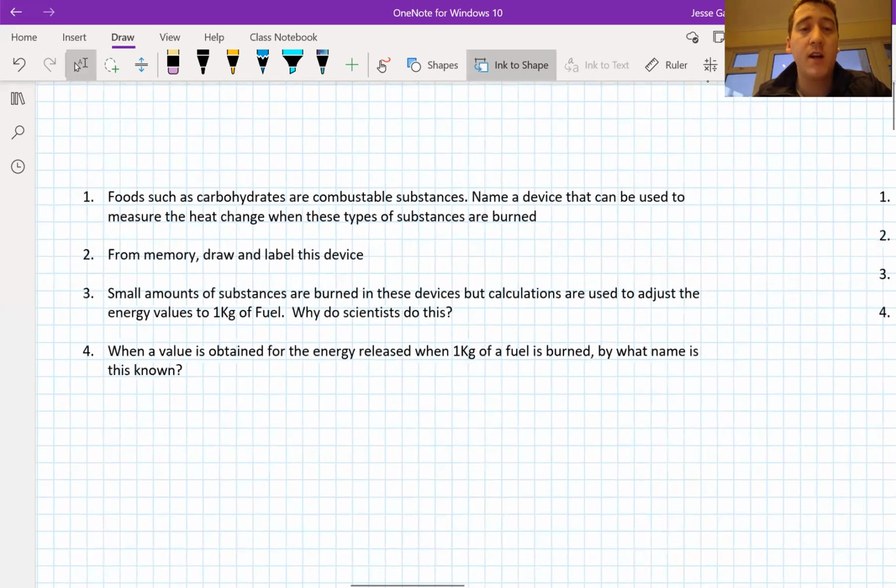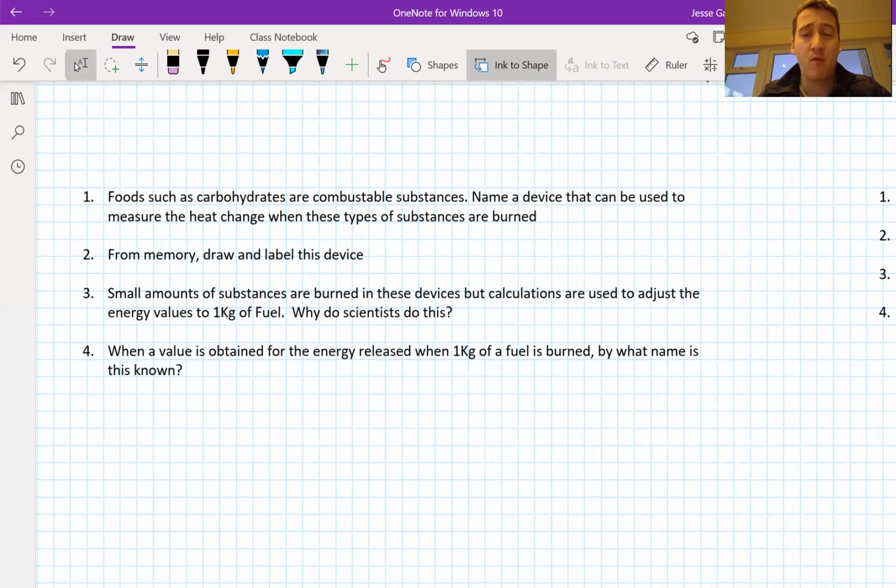So foods such as carbohydrates are combustible substances. Name a device that can be used to measure a heat change when these types of substances are burned. Well, foods, fuels, whatever it is, if you want to measure the energy when you burn them, you use a bomb calorimeter. Well done, if you got that right.